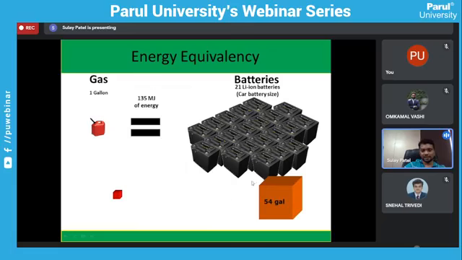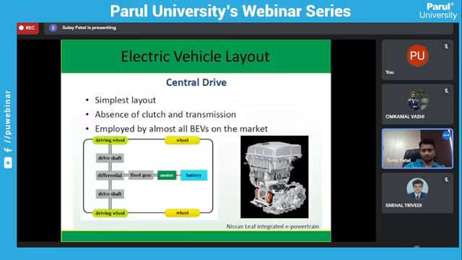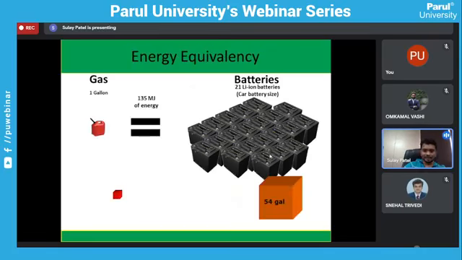And in 340 kg we can store 54 gallon of petrol. So the main research right now going on in this particular region is how to reduce the size of the battery, or how we can store more energy in a smaller size of battery. So by reducing the size of the battery, we can increase the range.